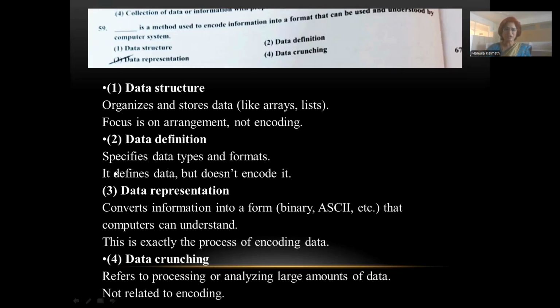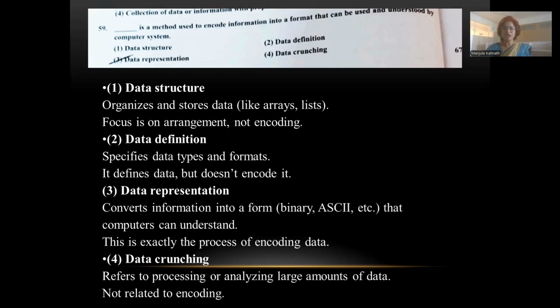Data definition specifies the data types and formats. In data definition, I am giving something to the system, inputting the data to the system. Then, based on the type of the data, allocation of the space will happen. So we have to define the type of the data here.